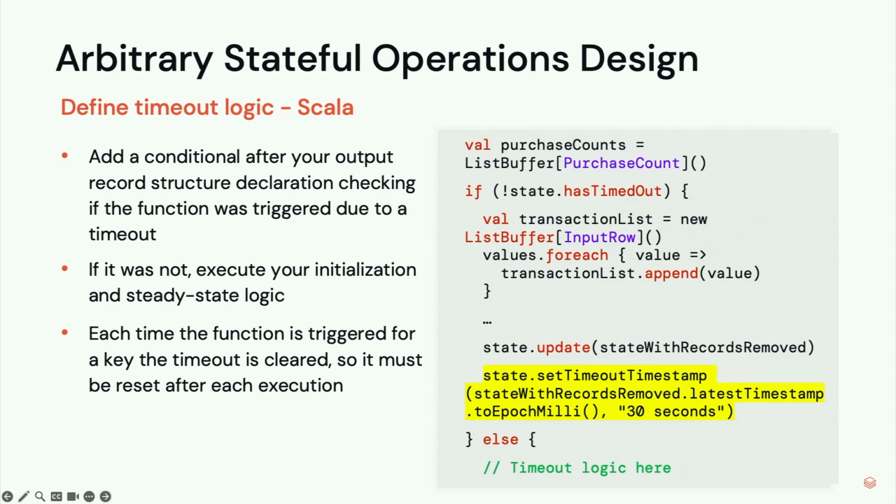Also, whenever you execute this function, the timeout is going to be cleared. This is why you need to specify it every single time. You do not need to say if timestamp exists. You won't find that anywhere in the code. Instead, you're just going to specify it at the end of your steady state logic, and you'll specify it again at the end of your timestamp logic if you want it to keep firing.